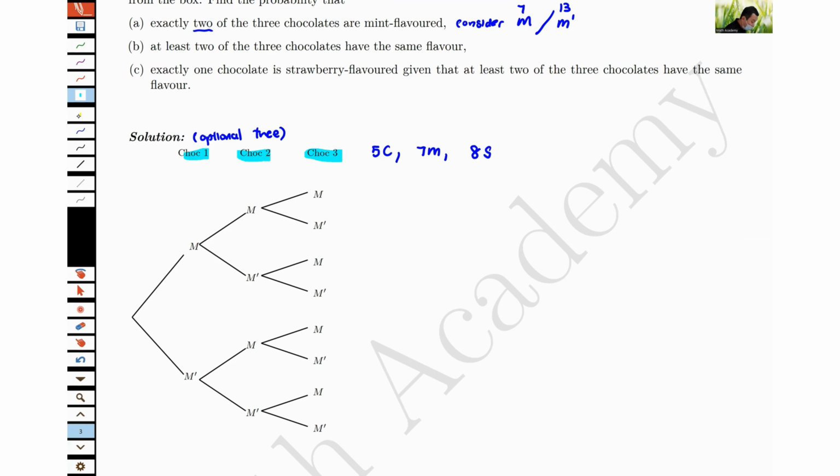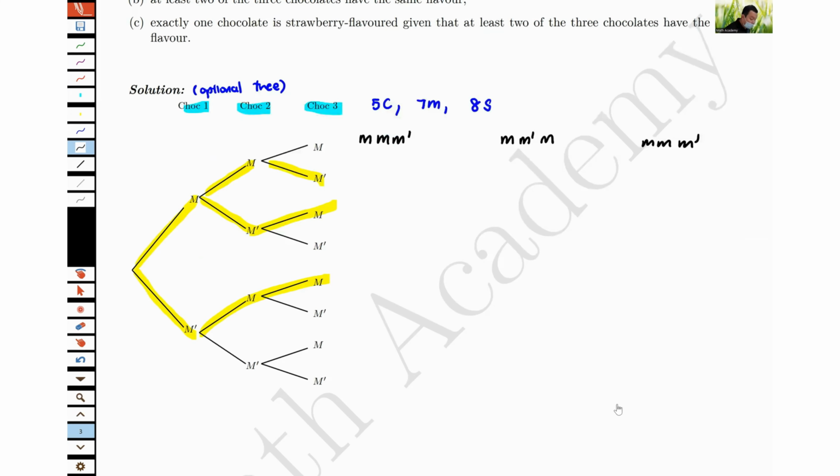Which are the branches you want? Can we do a highlight of them? I want this path, because this path has 2 M's. As long as you have 2 M and 1 M prime, you want. Or you want this path, also 2 M's. Or the last path here, also 2 M's. All these paths have got 2 M's and 1 M prime. I'm going to list down my cases. So first one is M, M, M prime. Second, and third, these are the 3 cases that we have seen.